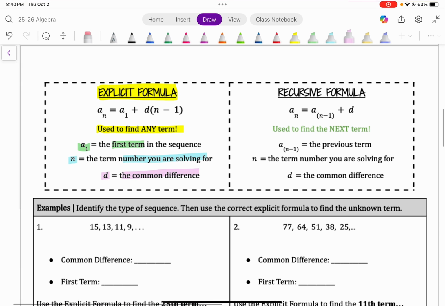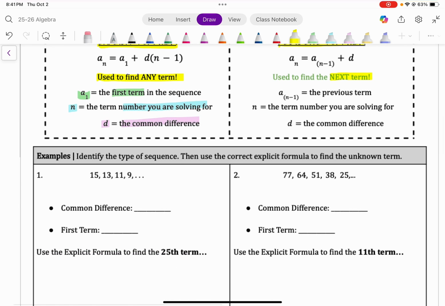And then there's another type of formula called a recursive formula, and it looks different, and it's used to find the next term. So we use some different notation. So a sub n tells us that it's the whatever term 1 less than it. N is the term you're solving for. D is the common difference. So we're going to take a look at these next problems.